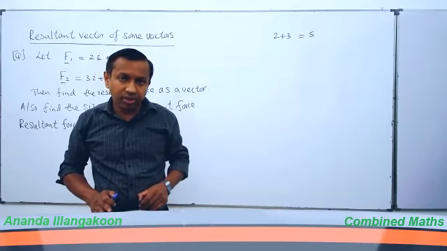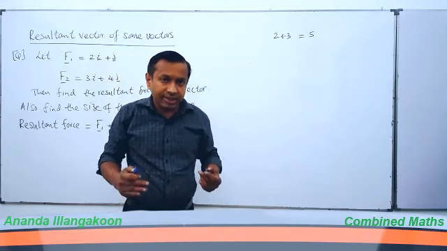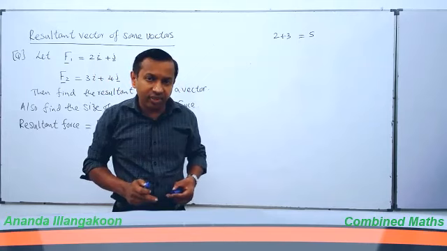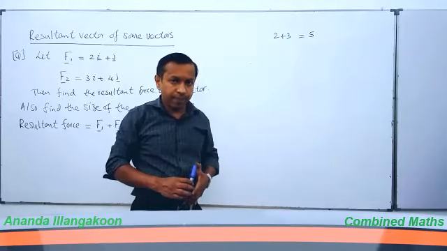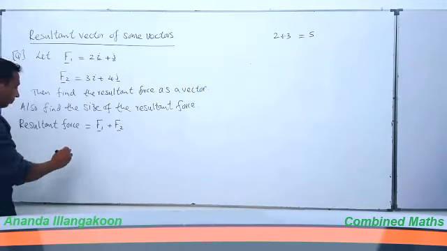Understood? Right. Then what does the sum of two vectors mean, people? Instead of those two vectors, what is the single vector we can use to get the same effect? Understand? Okay. So now here, how do we add to get this resultant force?